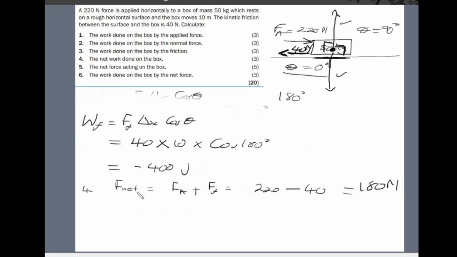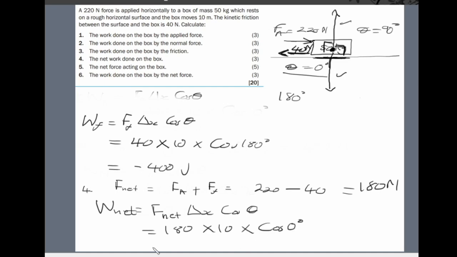So now the net force is 180 newtons, and it's acting in the direction of the displacement of the object, and the angle between this net force and the displacement will be 0. So the work done by the net force, the net work done, will be the magnitude of the net force times the displacement times cos of our angle theta. So the net force is 180, the displacement is still 10, our theta will be 0 degrees. So this will be 1,800 joules.